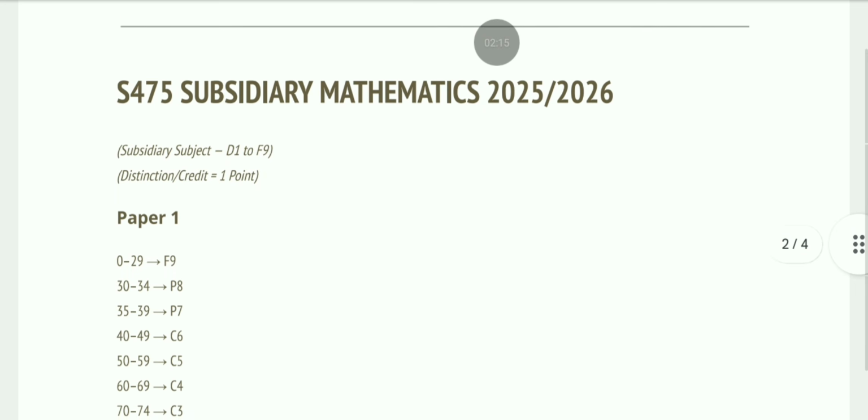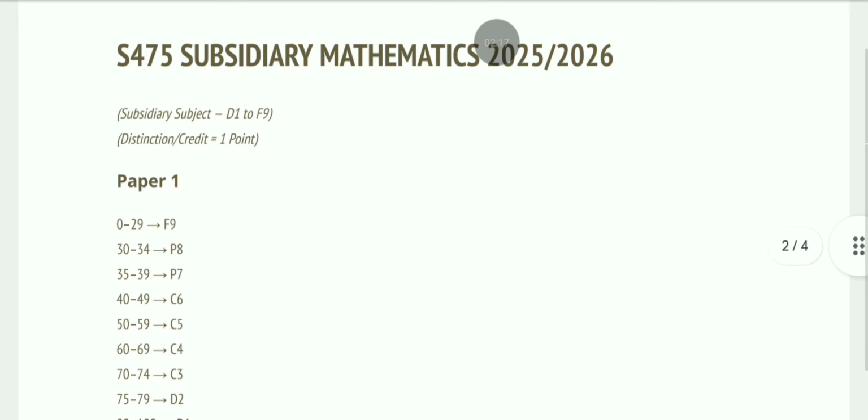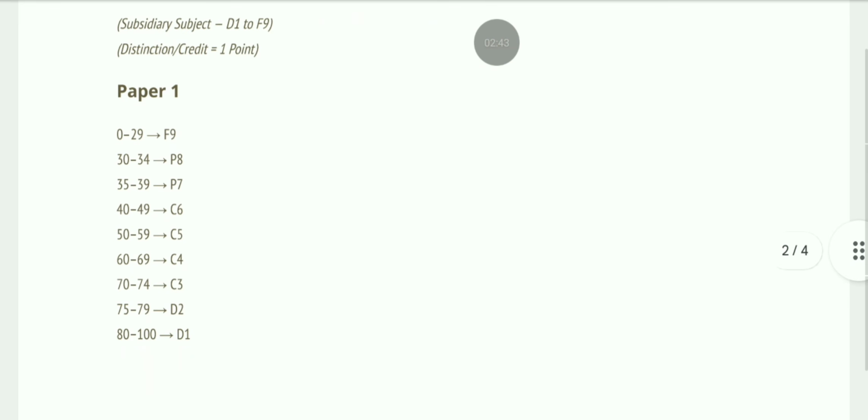Let us go to subsidiary 2 or mathematics, S475, subsidiary mathematics 2025-2026. For this paper, it was graded from distinction 1 to an F9, but those who got a point got distinctions and credits. But if you didn't get a distinction and credit and you got passes and the F, you didn't have a point. Now this was the grading.